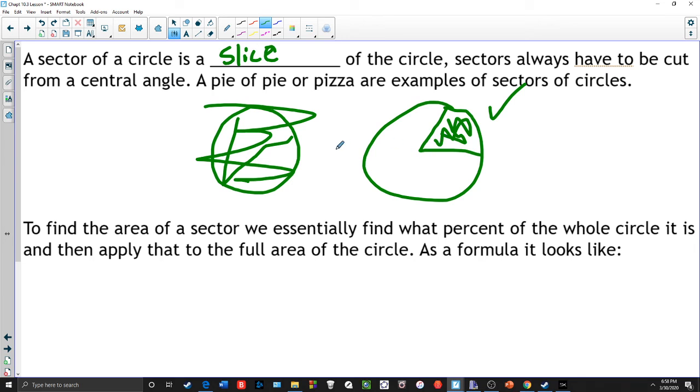Now, some of you might be thinking composite shapes, like you find the area of the circle, you subtract some other area, and you get the area of the sector. And I would applaud you for doing that. It's a really interesting way of thinking about it. But we actually have a formula for it. And it comes from the fact that you're basically making a proportion.